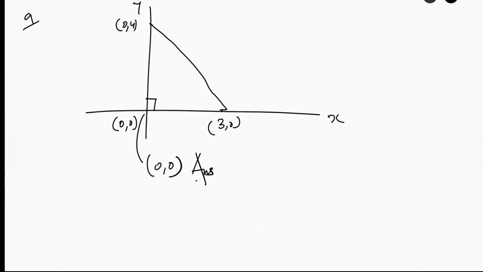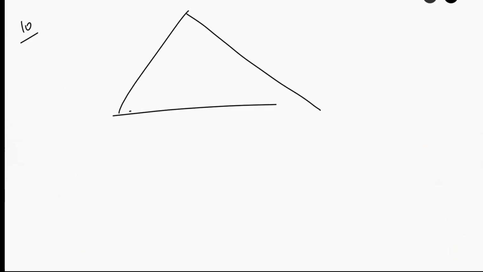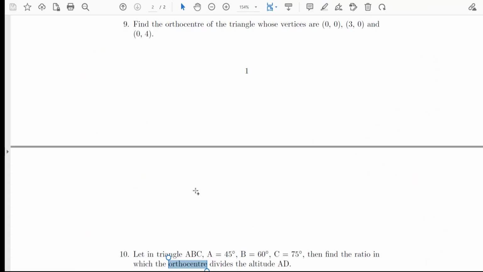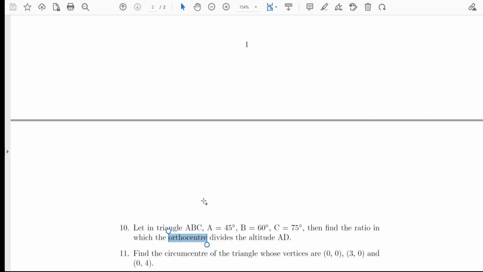This is the answer. Another important result of the orthocenter: if you know trigonometry you can easily derive it, but I'm just writing the end result. This is the altitude. Also this is related to question number 10. In triangle ABC, the angles are given. Find the ratio in which the orthocenter divides the altitude AD.